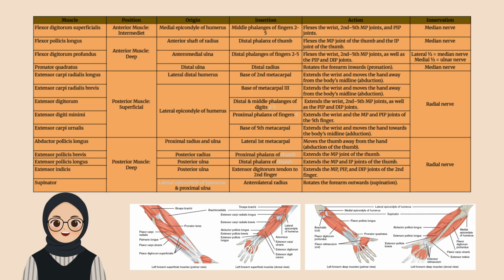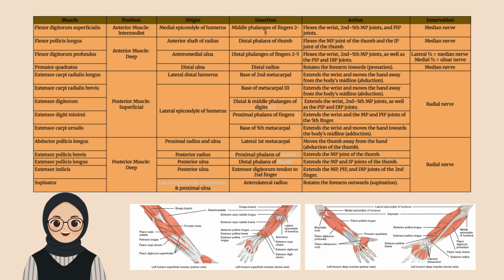Okay, and then extensor carpi radialis longus. The position is posterior muscle, superficial. The origin is lateral distal humerus. The insertion is base of second metacarpal. The action is extend the wrist and move the hand away from the body's midline, or abduction. The innervation is radial nerve.